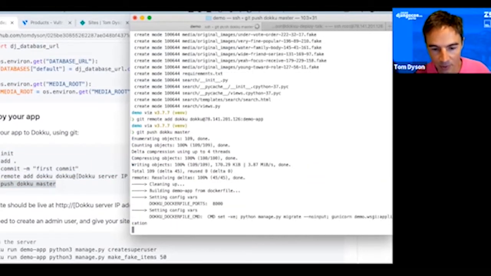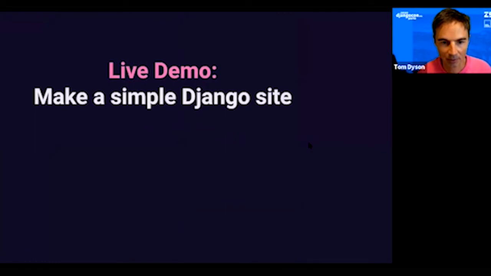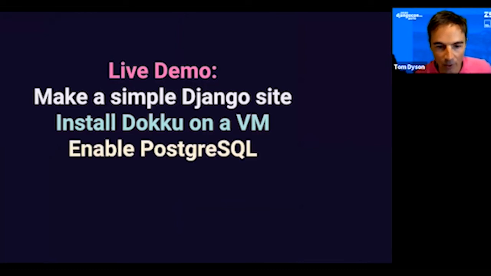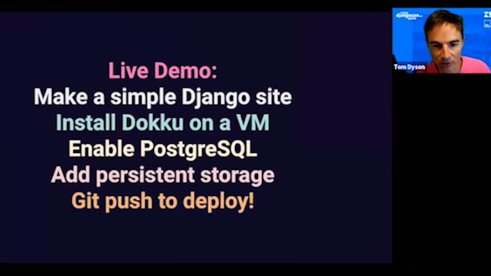And while that's happening, I can just recap a bit on what we've got to so far. I've got some slides to help us think about this. So we made a simple Django site. We installed Doku on a VM using those two lines. We enabled Postgres in that Doku instance. We added persistent storage. And we just ran git push to deploy. So making a simple Django site is what you do normally. Installing Doku and the Postgres things are one time only. After that, the persistent storage is probably for each app, and then the git push to deploy is what you do for your apps afterwards.